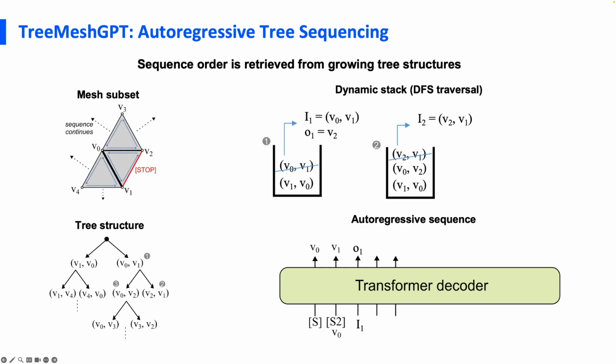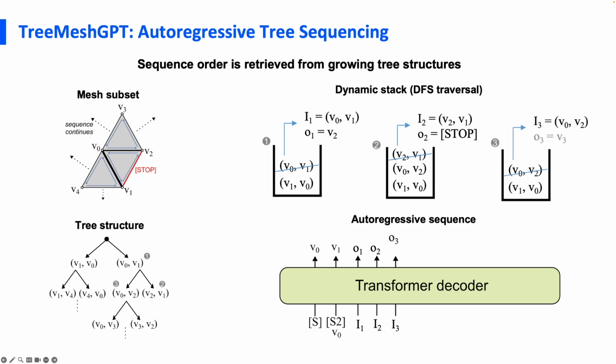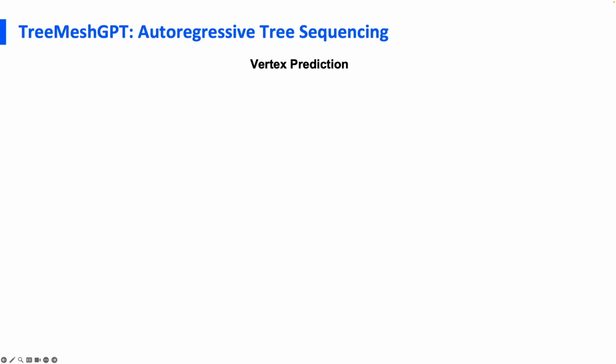We then obtain the next input from the top of the stack. Here, the next input is edge V2, V1, and since this edge is a boundary, the corresponding output is a stop label. In this situation, no new edge is added to the stack. The sequence generation then continues following the same process until the tree is fully traversed. We also propose a hierarchical MLP for the vertex prediction.